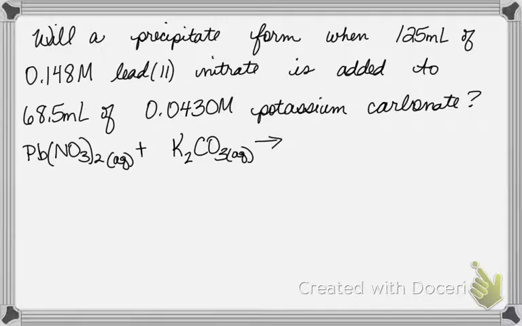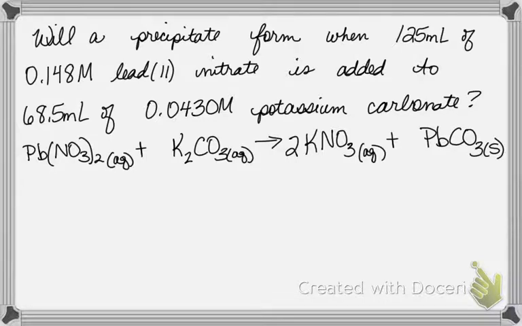the products of this reaction are going to be potassium nitrate and lead-2 carbonate. Now, how did we know what was aqueous and what was solid? That goes back to our solubility rules that we were introduced to in Chem 1 in Chapter 4.